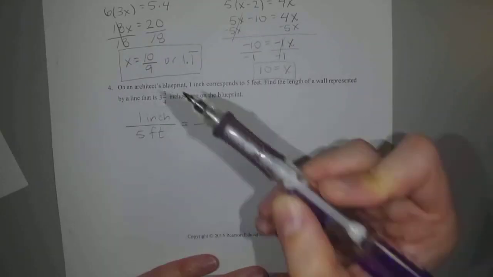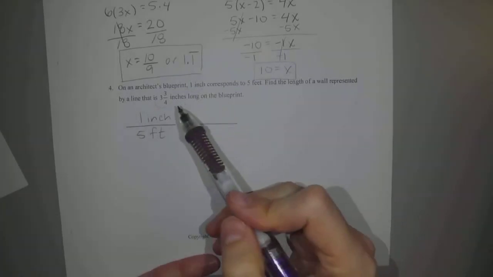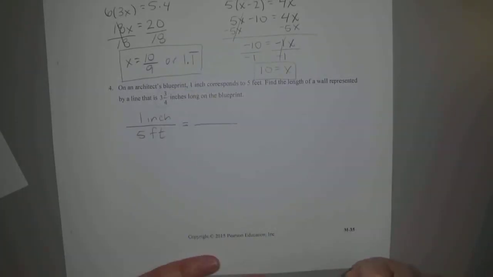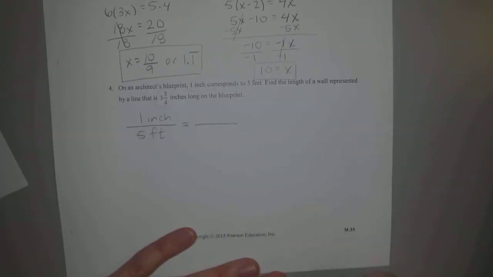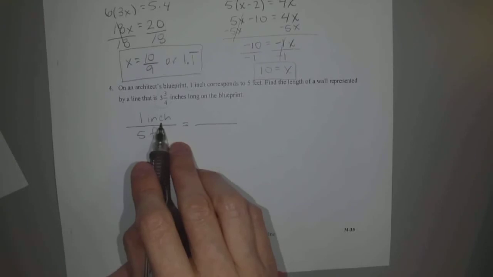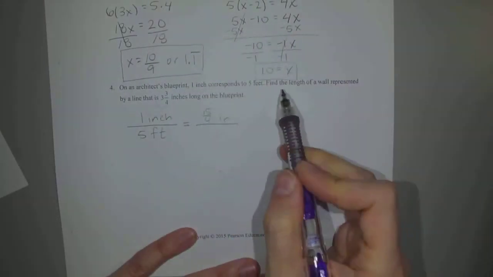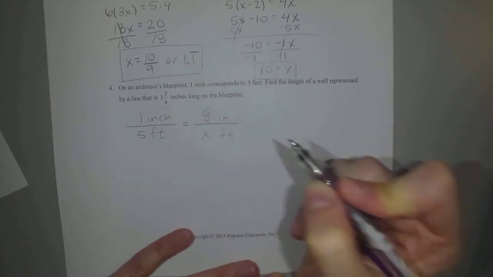What am I going to have to do with 3 3/4? Change it to an improper fraction. You got it. So what's 4 times 3? 12. What's 12 plus 3? 15. 15/4 inches. So is he going to go on top or bottom? Top, because inches were on top over here. So this is 15/4 inches. So how long would the wall be in feet? We don't know, so that is our x.